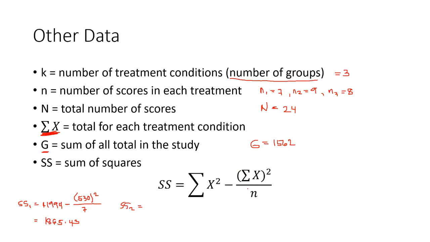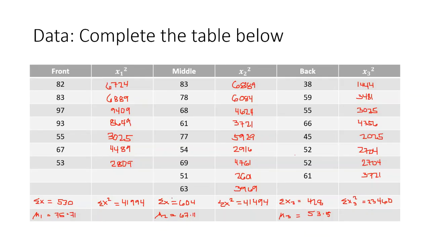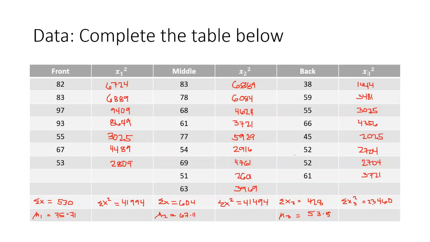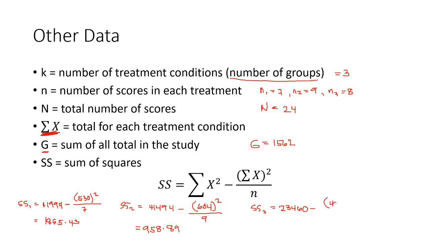Okay, so for SS sub 2, the summation of x squared for this case is 41,494, subtracted by the quantity 604 squared all over our n sub 2, which is 9. So basically, this is equivalent to 958.89. Now for SS sub 3, that is 23,460 minus summation of x, 428 squared, all over the number of samples, so that is 8. So that is equivalent to 562. So these are our SS sub 1, or sum of squares of data 1, sum of squares of 2, sum of squares of 3.